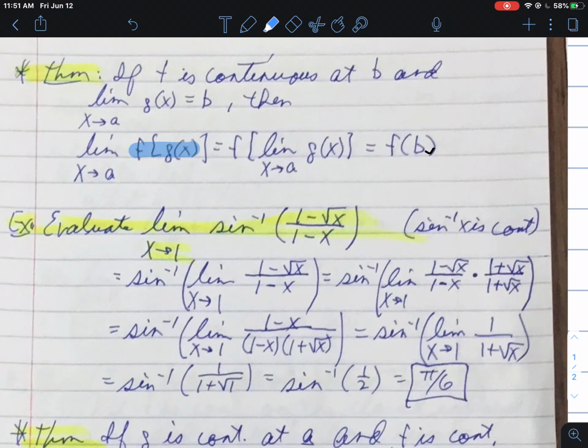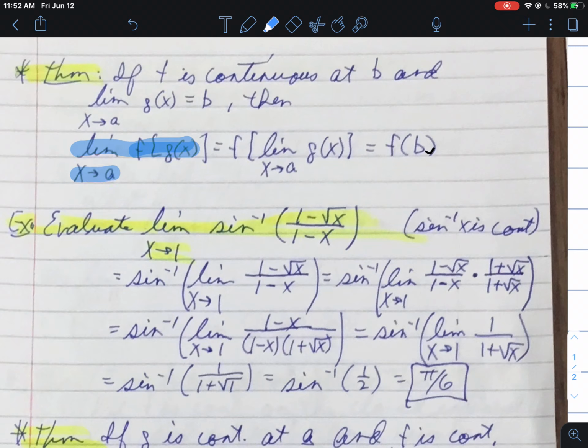All right. Remember, what is this? That's composition of functions. Remember that from algebra. Composition of functions, f of g of x, where I take g and I plug it into f, f composed with g, if you want to use that language. So what this theorem is allowing us to do is evaluate the limit of a composition of functions.